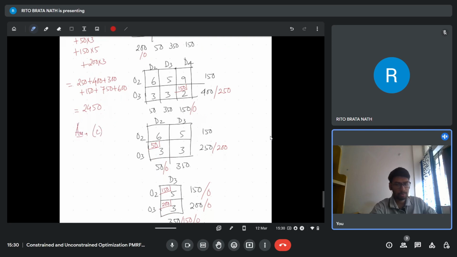So that's all about the sixth problem. Now I have the seventh problem, which tells me to do this in Vogel's approximation method. I'll do that. I'll have some water and start doing it.